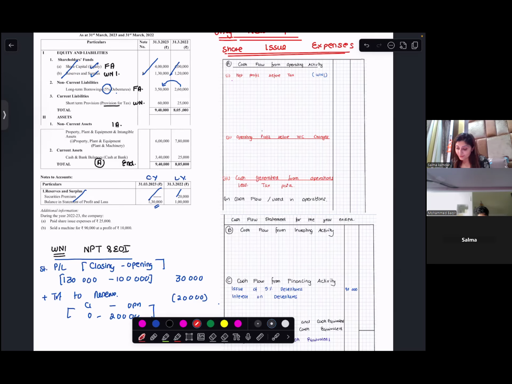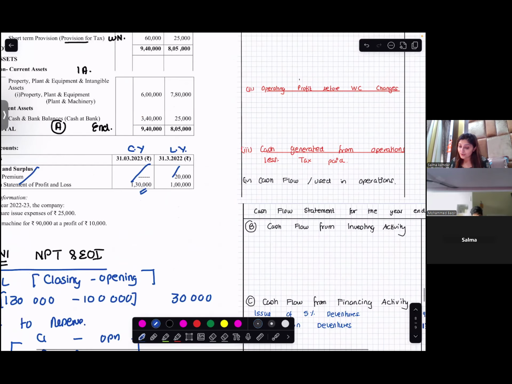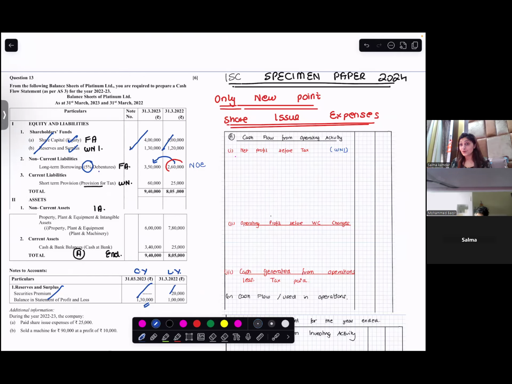There is no date of issue given. So interest on debentures at 5% will be calculated on 260,000. 260,000 into 5%, so 13,000 would be my interest on debentures. Always note that the interest on debentures is also a non-operating expense. So it's also a financing expense and it is a non-operating expense.